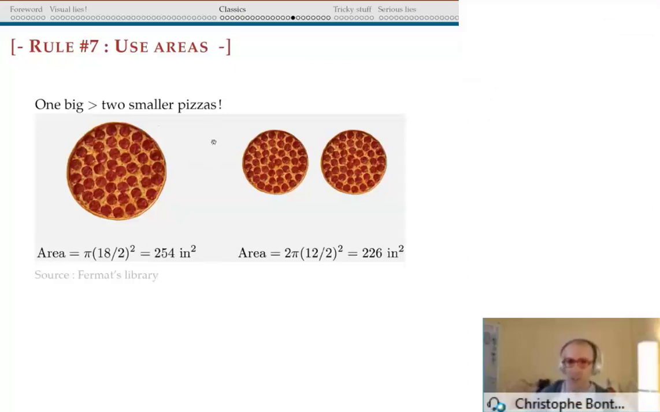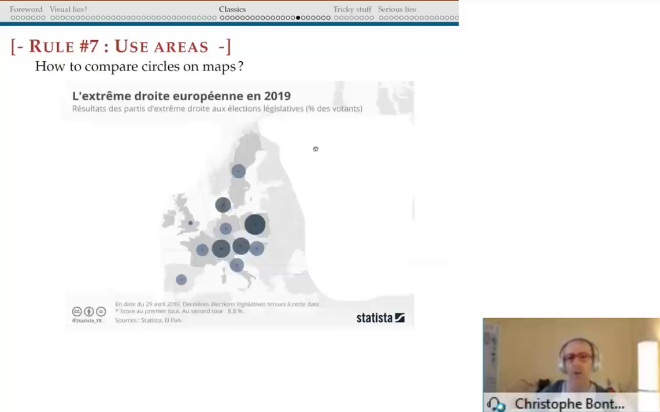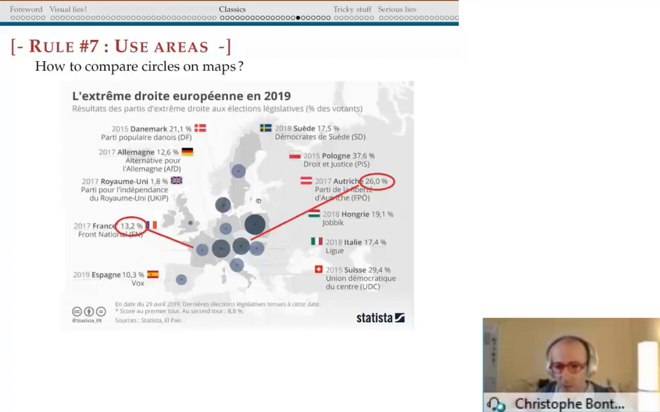Look at here, sorry, it's in French, but it's the percentage of the voters voting for the right wing at the 19th election. And on this map, you have circles with the percentage for each right-wing party in each country. And it's not easy to compare, for example, France and Austria here. It's very difficult to compare. That's why people put numbers. And in fact, when you have the numbers here, you say, oh, this is 13, this is 26. This is double this.